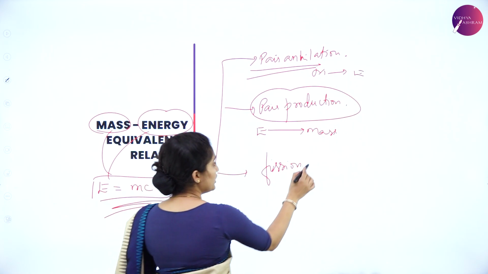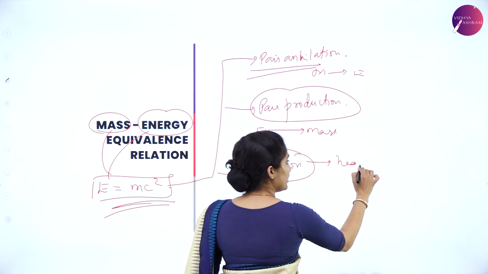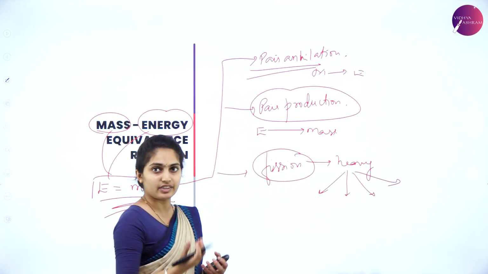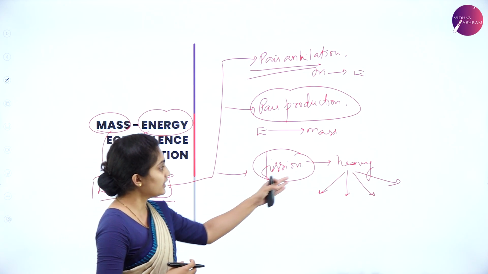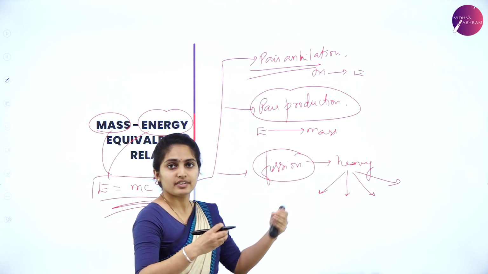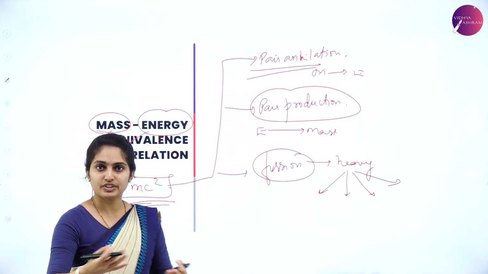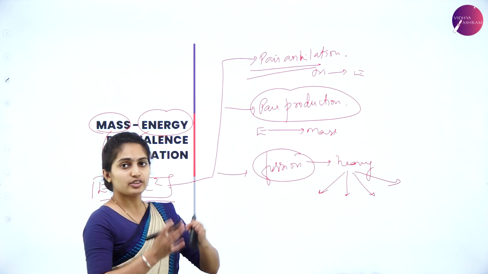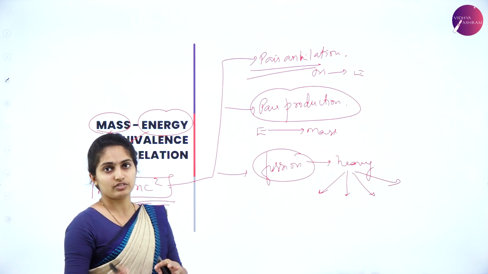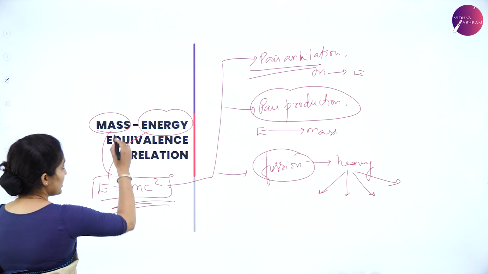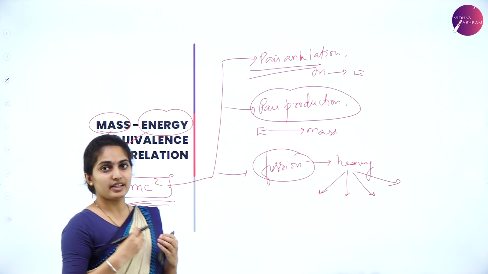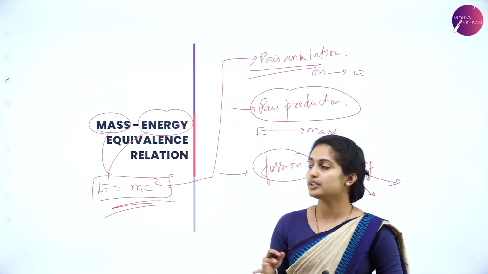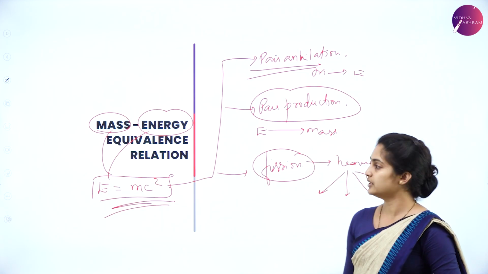And finally fission. Fission means a heavy nucleus is split up into finer components wherein energy is released. That means due to a certain amount of energy, a few particles are divided. So again, it is an energy to mass conversion. This conversion concept is called mass energy equivalence, where the energy is conserved as a mass. So all these components come under this mass energy equivalence relation.